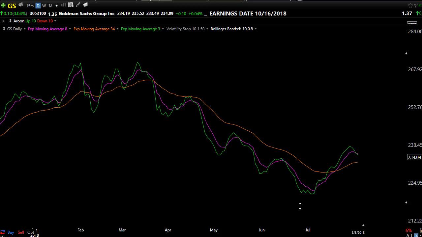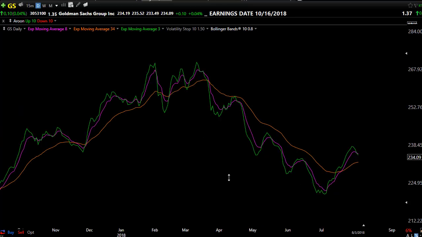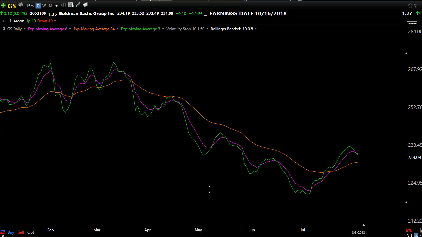Okay. So it's really simple to identify, to give those really clear signals: hey, we're on the right side of the trade, or we're on the wrong side of the trade.